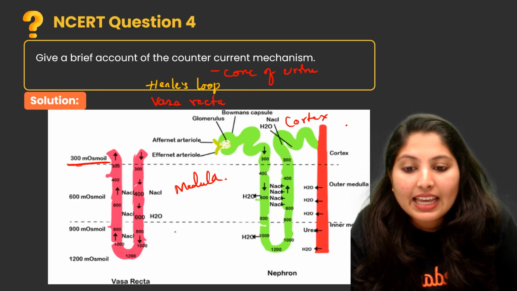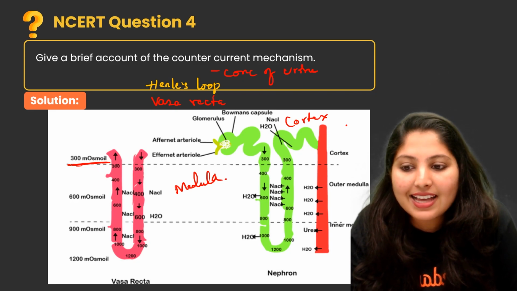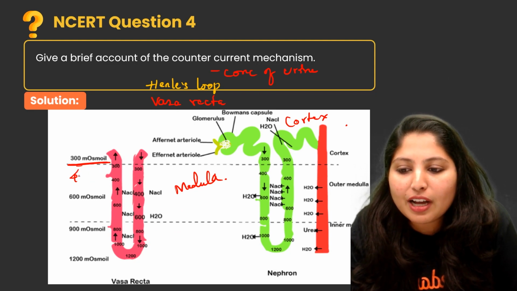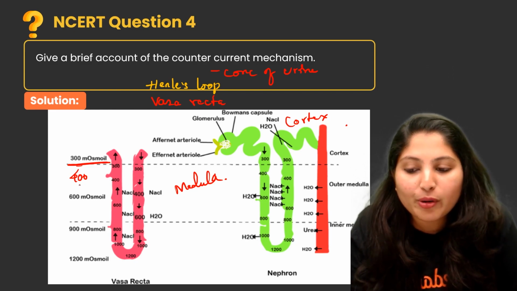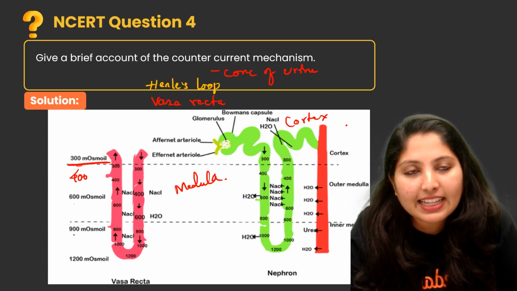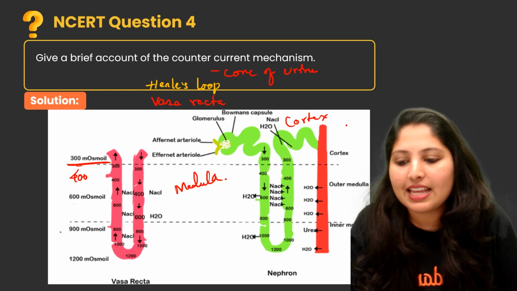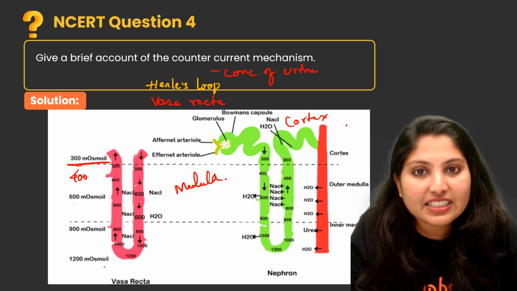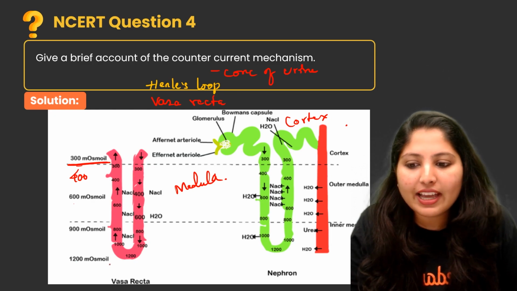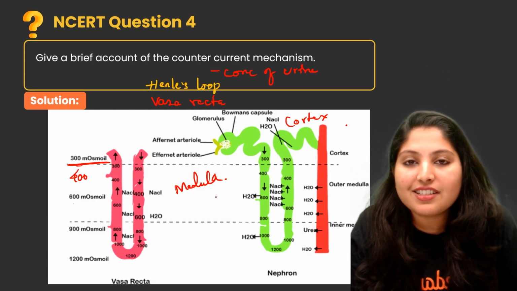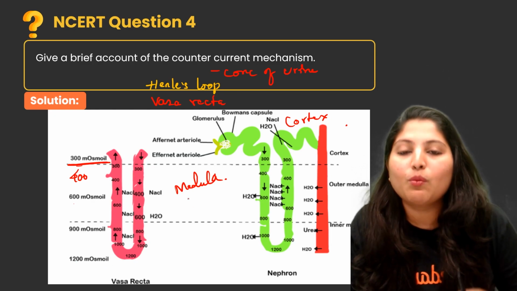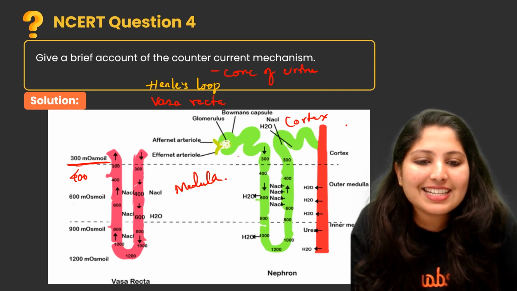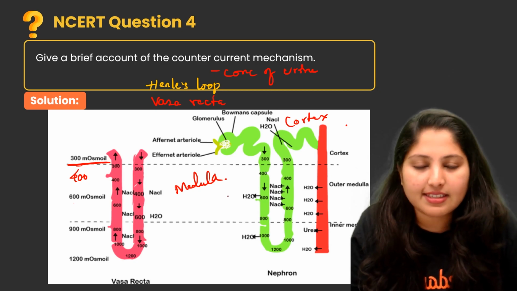But in the medulla region, as it enters the medulla, the concentration becomes more and more. See, here it is 400, this is 600, 900, and deep inside we can find 1200 milliosmolarity per liter. So the concentration of the interstitial fluid of the medulla keeps increasing. Clear? So, let's discuss the counter current mechanism.